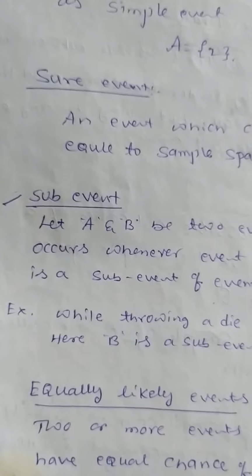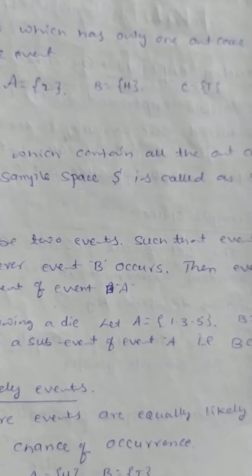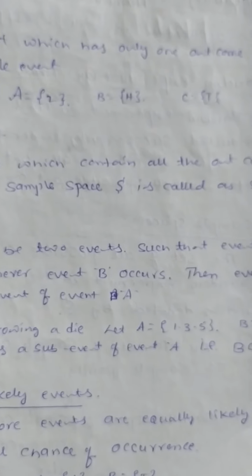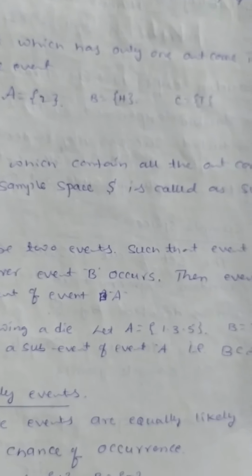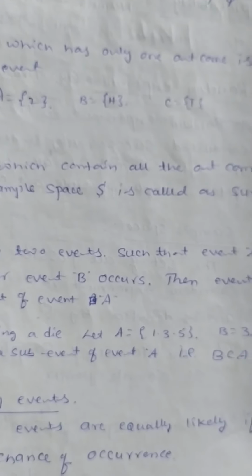Okay. Next, sub-event. Let A and B be two events such that event A occurs whenever event B occurs. Then event B is called a sub-event of A.